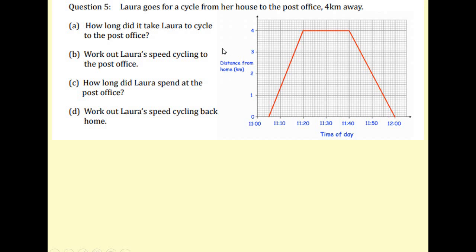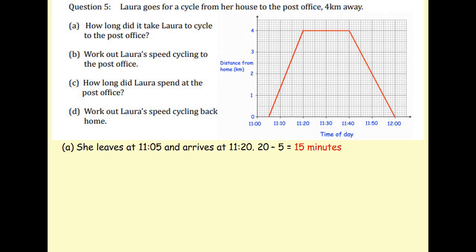So the first question asks us, how long did it take Laura to cycle to the post office? We can see that she left at halfway between 11 o'clock and 11:10. That looks like 11:05. And she's arrived at 11:20. So she's been travelling from 11:05 to 11:20. We can take the 5 minutes away from the 20 minutes and work out that it took her 15 minutes to cycle to the post office.